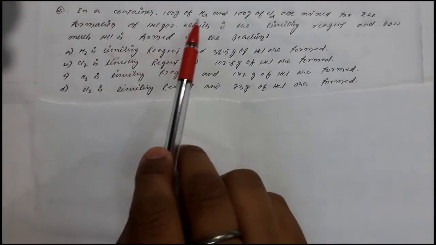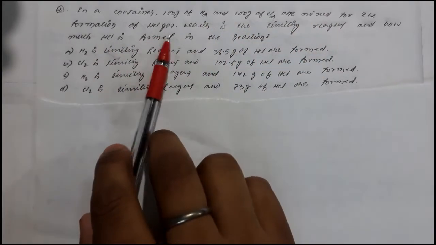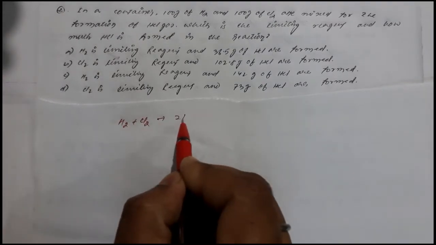Okay, here it goes. Then another question: in a container, 100 gram of H2 and 100 gram of Cl2 are mixed for the formation of HCl gas. We know that when H2 reacts with Cl2, we definitely get 2 moles of HCl. So which is the limiting reagent and how much HCl is formed in the reaction? This is a very interesting question.